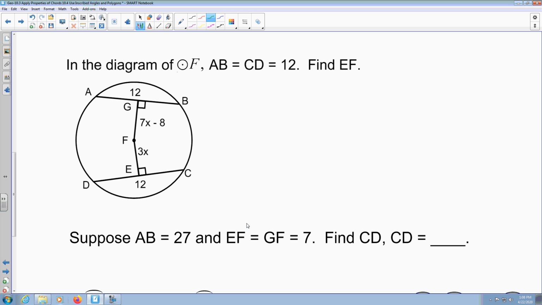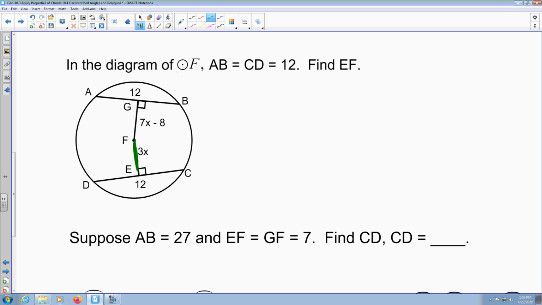So looking at this, being able to apply it, it says that in the diagram, circle F, AB is equal to CD, which is 12. And they show that on the diagram. They want you to find the value of EF. So EF is right here. So all you got to do is apply Theorem 10.6. Well, we know that those two chords are congruent. They have the same measure. So we also know that they are equidistant from the center, which is point F.